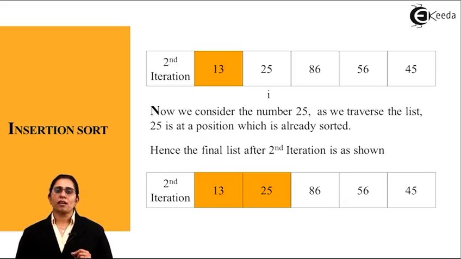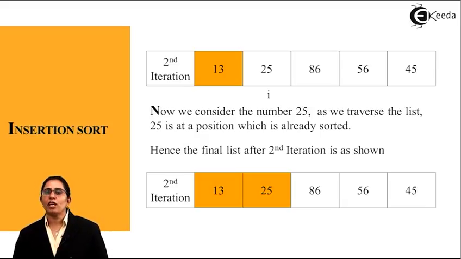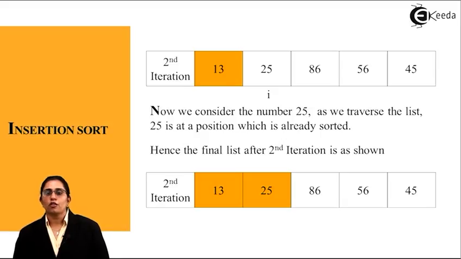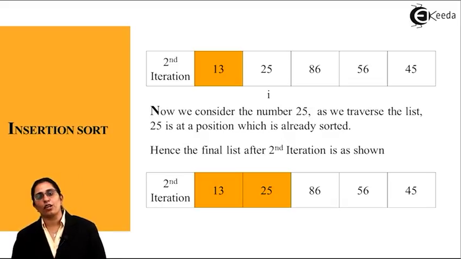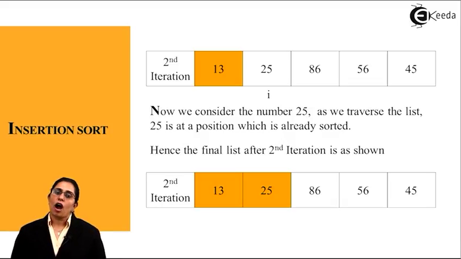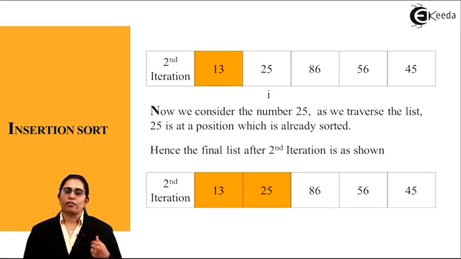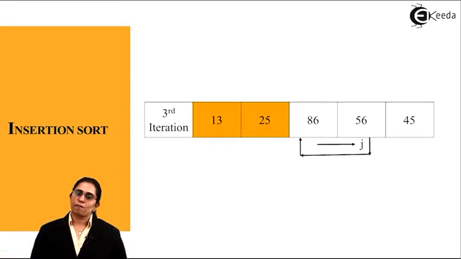So now what we see, out of the 5 elements in the list, we have 2 elements which are sorted and 3 elements which are unsorted. So 13 and 25 are the part of the sorted list and 86, 56, 45 are the part of the unsorted list. And the second iteration output becomes an input to the third iteration, which is this.